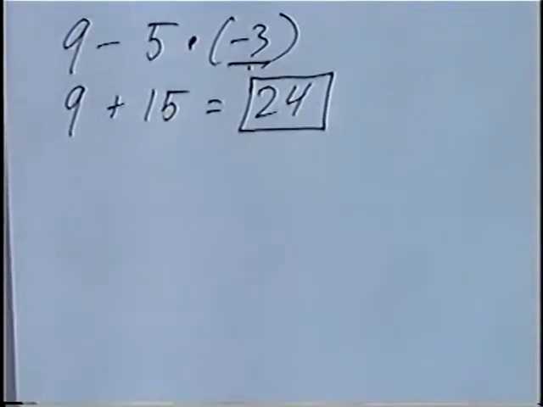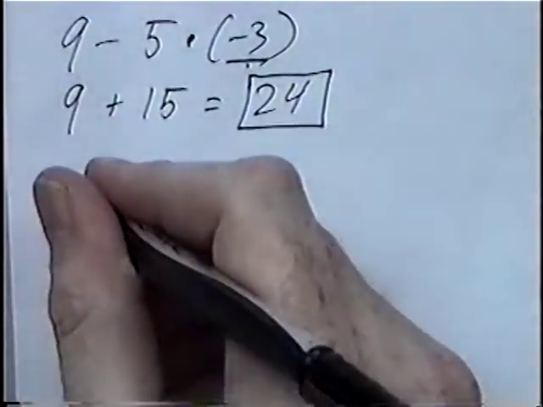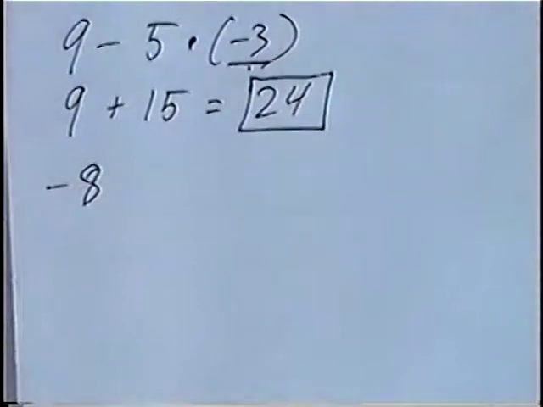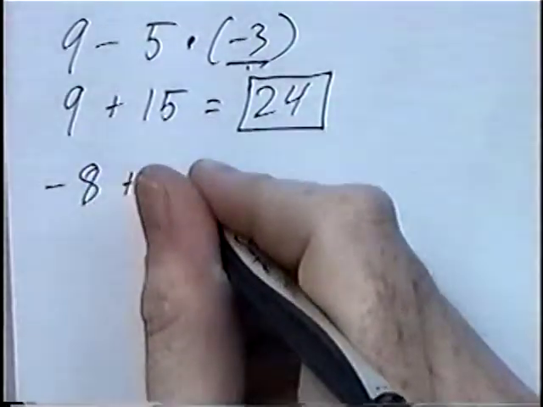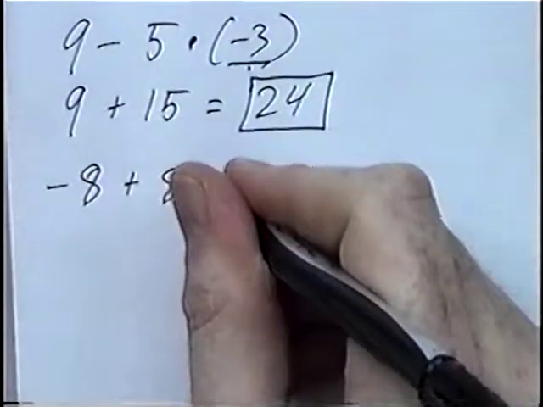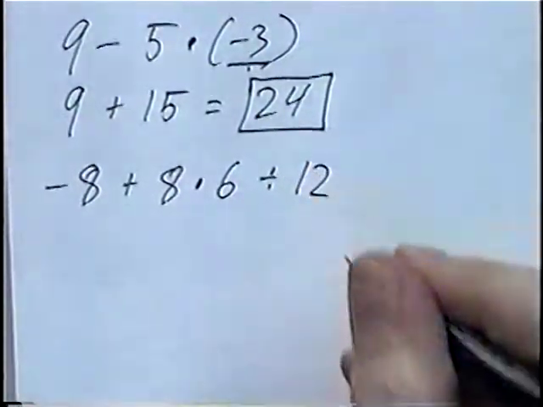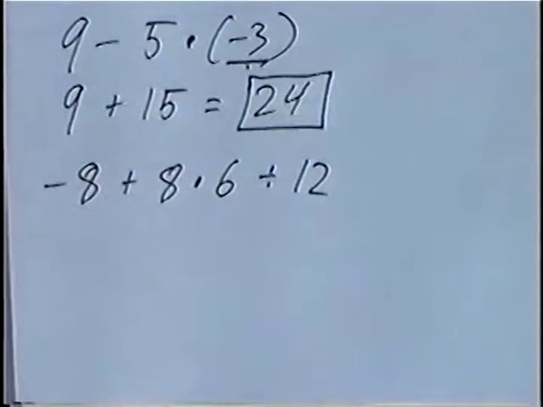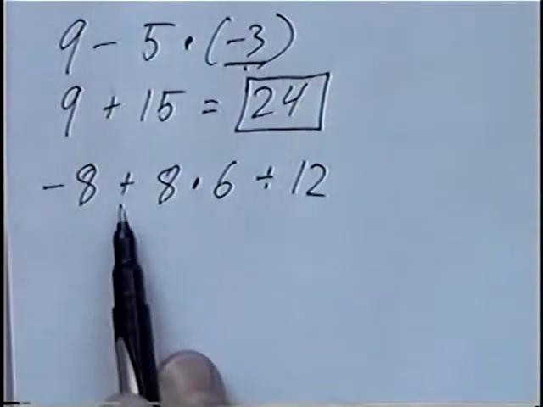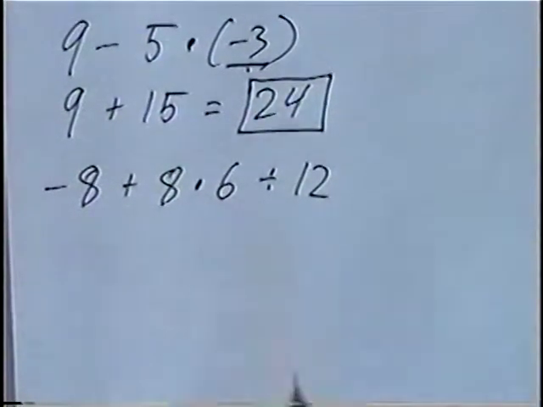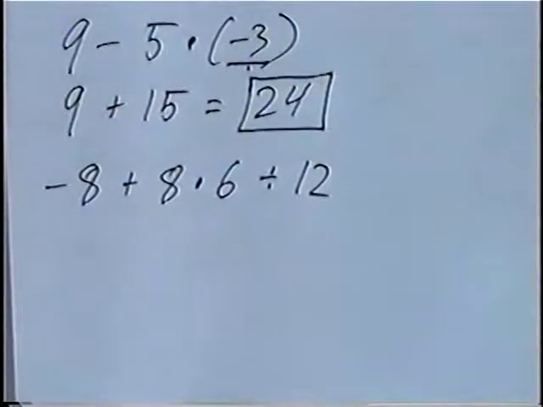Next question for the section is negative 8 plus 8 times 6 divided by 12. Again, looking at this question, we have addition, multiplication, and division. There's no parentheses, so there's no parentheses to solve.